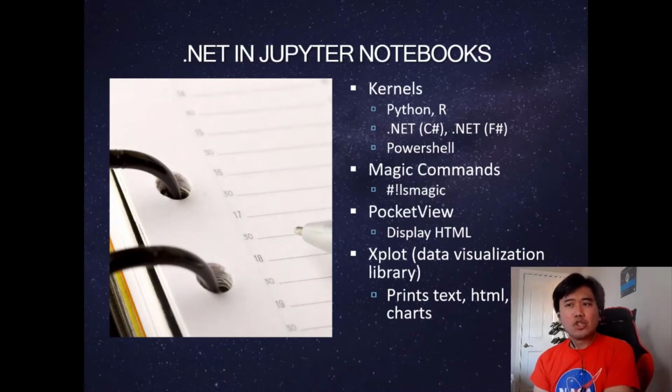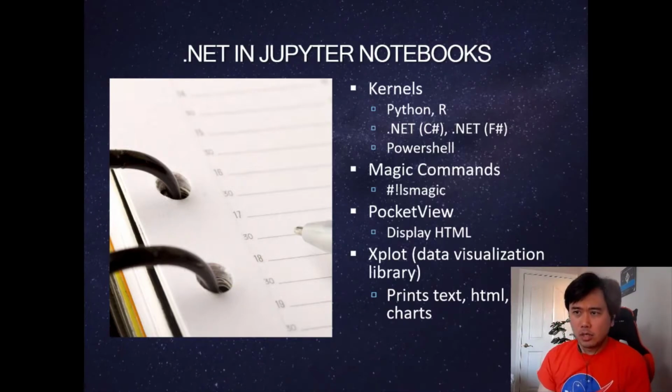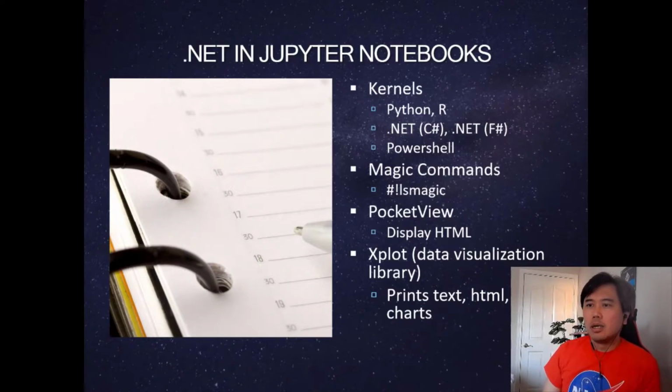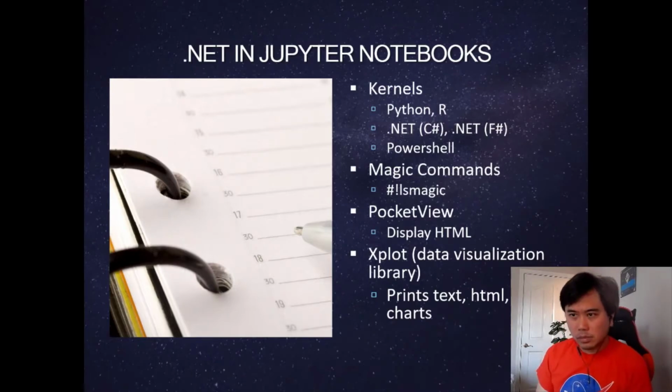There are also magic commands that you can use, and I'll demo this later on. They tell you more about its capabilities. And then there's the pocket view, which allows us to display HTML, and the XPlot library, to be able to print and create charts.